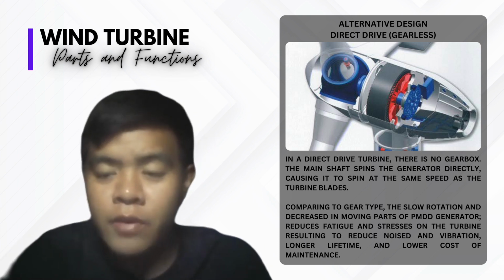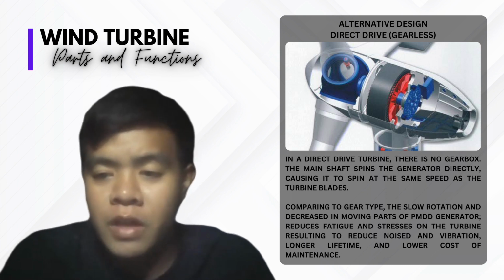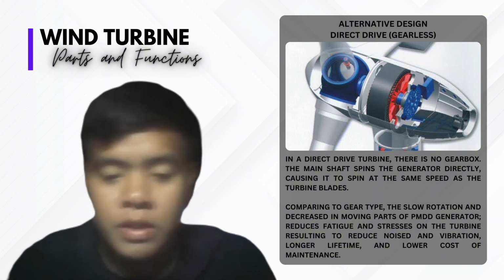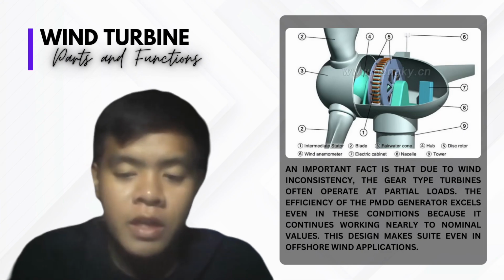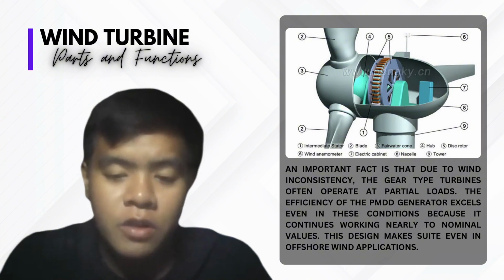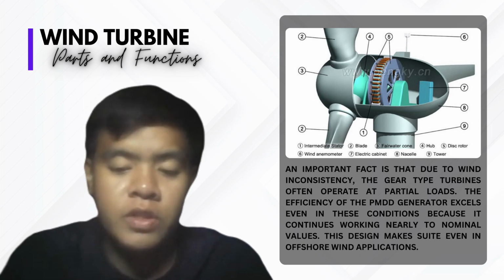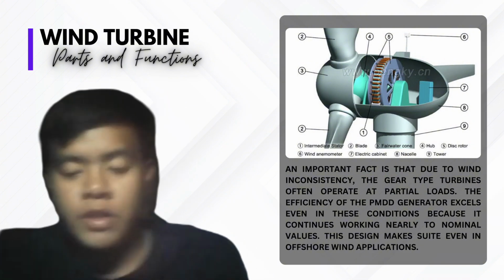Meaning the direct drive or gearless wind turbines eliminate the need for a gearbox, connecting the rotor directly to the generator. This reduces maintenance, improves efficiency, and can enhance reliability in certain conditions. An important fact is that due to wind inconsistency, the gear type turbines often operate on partial loads. The efficiency of the PMDD generators excels even in these conditions because it continues working nearly at nominal values. This design makes it suitable even for offshore wind applications.